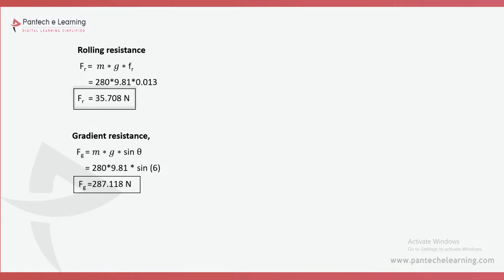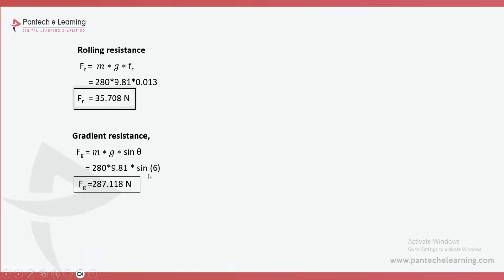Here the sin theta we cannot substitute directly. We have to convert the value from degree to radian. How to convert degree to radian: pi by 180. So 6 into pi by 180 gives you the radian value. Then take the sine of the radian value, and after that you can multiply with 9.81 and 280. Only then you get the correct value. If you put sine 6 directly, the answer will vary.